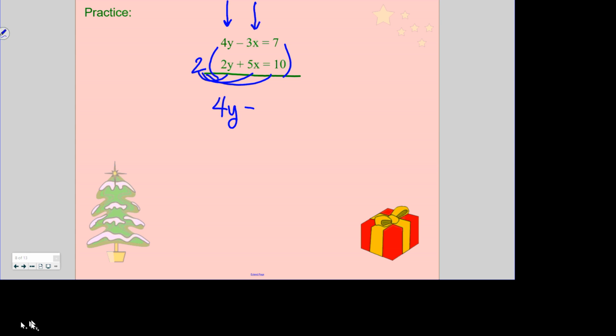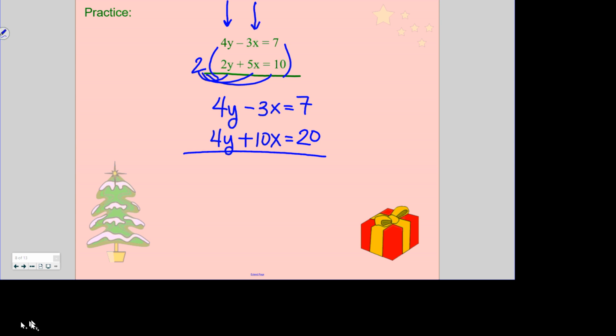So always start by recopying the equation you're not doing anything to. Take the time to rewrite it down below. Don't try to just cross out this second one and visually use the top and then whatever work you have below. Take the time to recopy. Now 2 times 2y is 4y. 2 times 5x is a positive 10x, and 2 times 10 is 20.